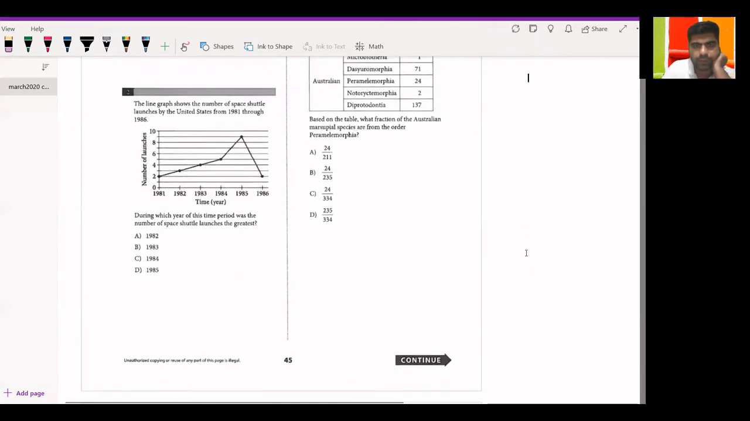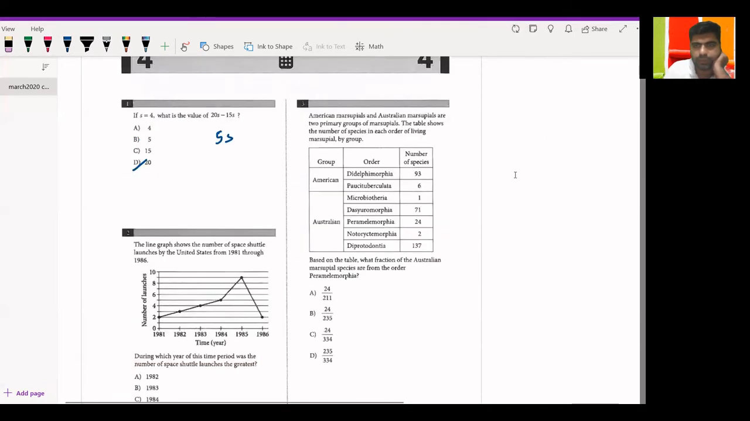Launched by 1980 versus 1999 through 1986. So for a period of 5 years or 6 years. Greatest number of specialists, 1985. Okay, I don't care what marsupials are.